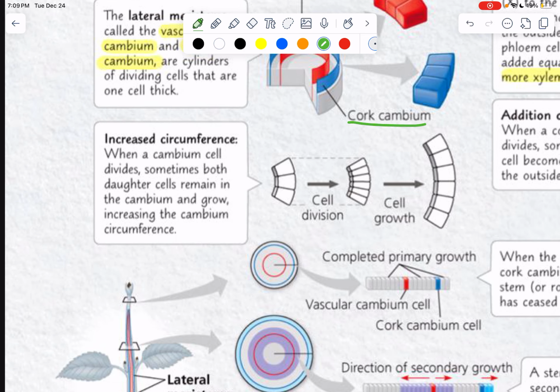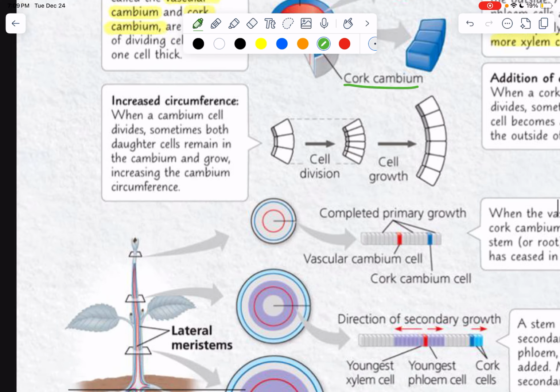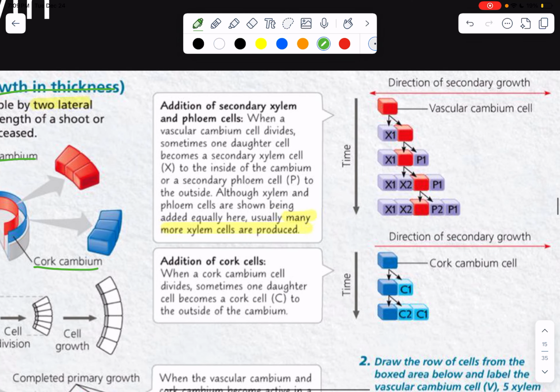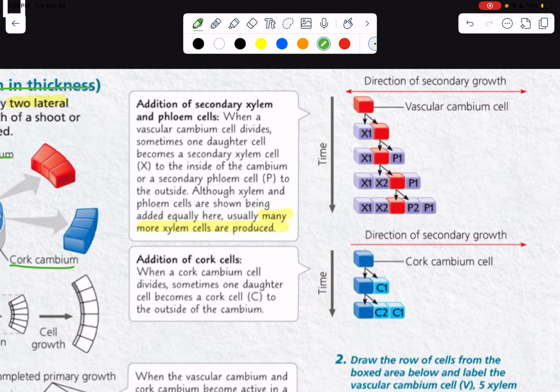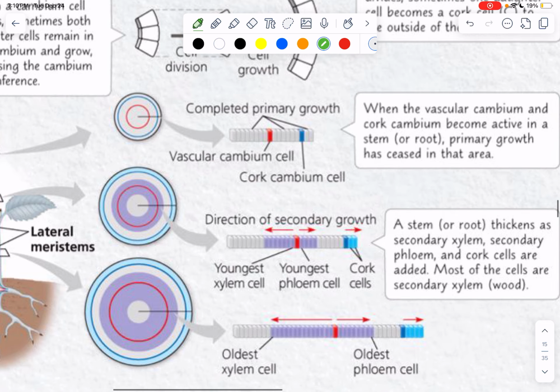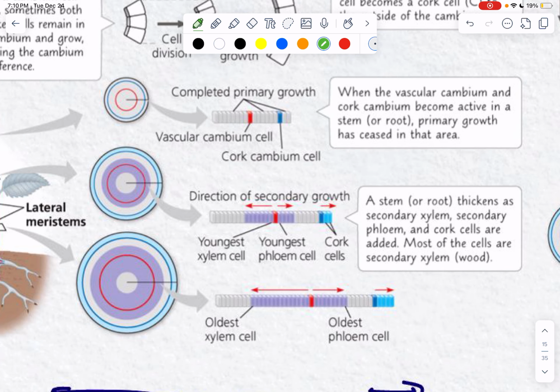And when a cambium cell divides, sometimes both daughter cells remain the cambium and grow, increasing the cambium circumference. And notably, when a vascular cambium cell divides, sometimes one daughter cell becomes a secondary xylem or a secondary phloem. And usually many more xylem cells are produced. And similarly, when a cork cambium divides, sometimes one daughter cell can become a cork cell. And you can see here that after primary growth is completed, the vascular cambium and the cork cambium start dividing out and increasing the circumference. So the stem thickens as secondary xylem and phloem are added to the plant.